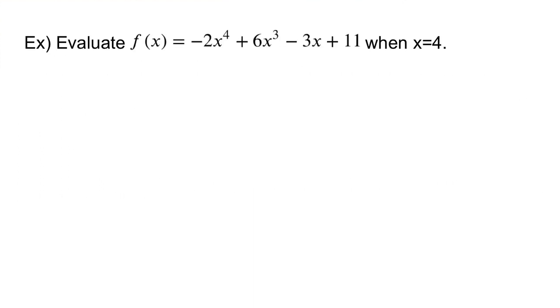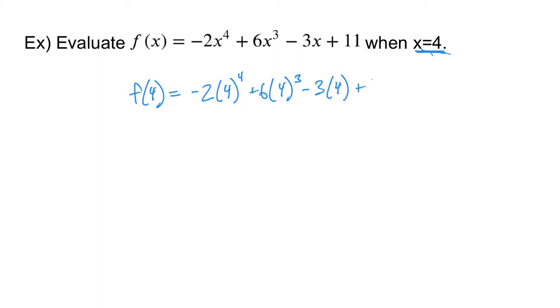So the directions here say evaluate f(x) when f(x) is equal to -2x^4 + 6x^3 - 3x + 11 when x is equal to 4. Okay, folks, this is absolutely nothing new. We want x to equal 4, so we're going to plug 4 into my expression. That's -2 times 4 to the 4th power plus 6 times 4 to the 3rd power minus 3 times 4 plus 11.